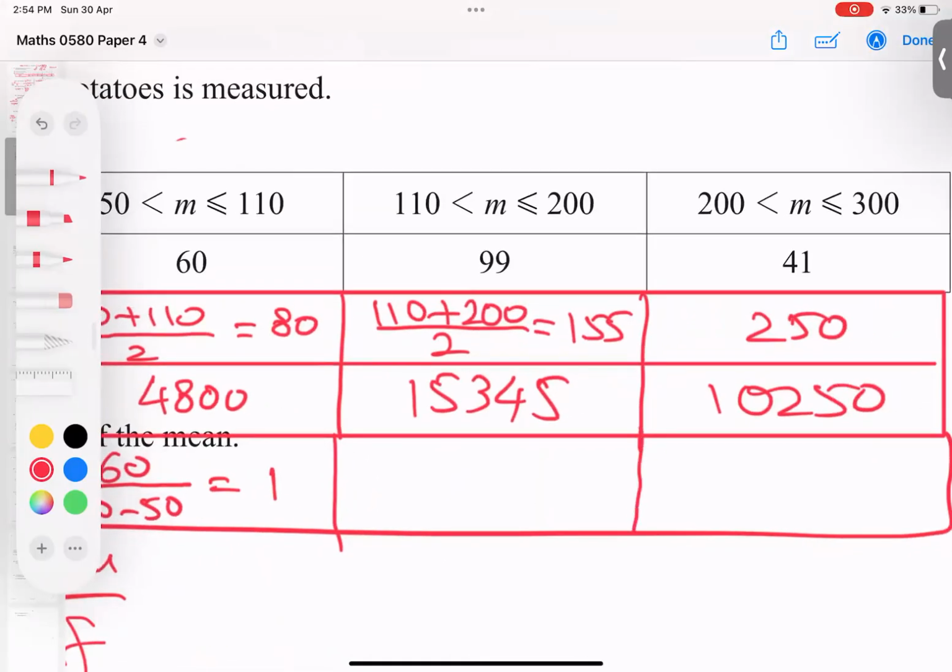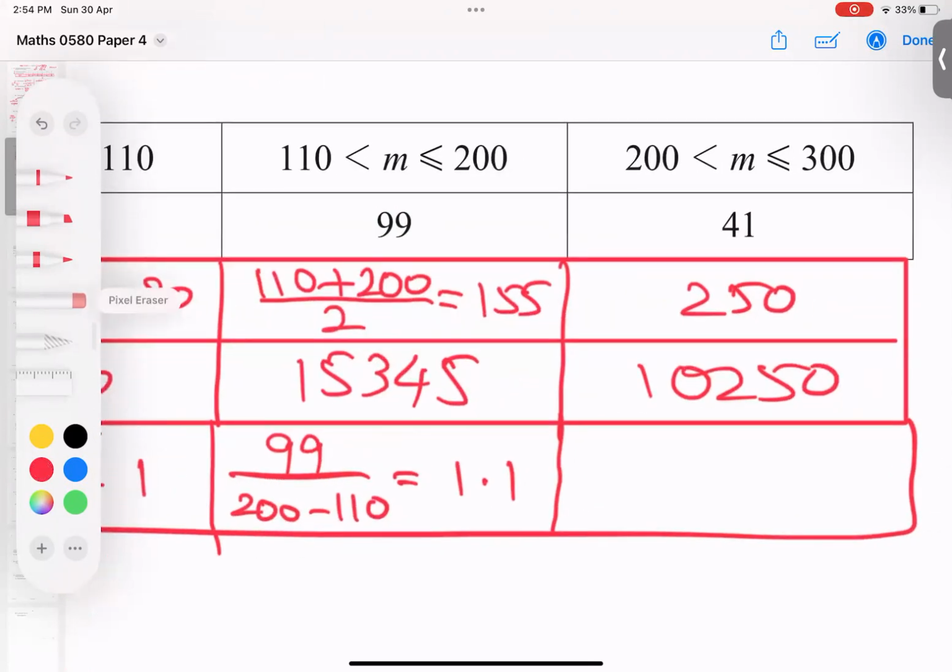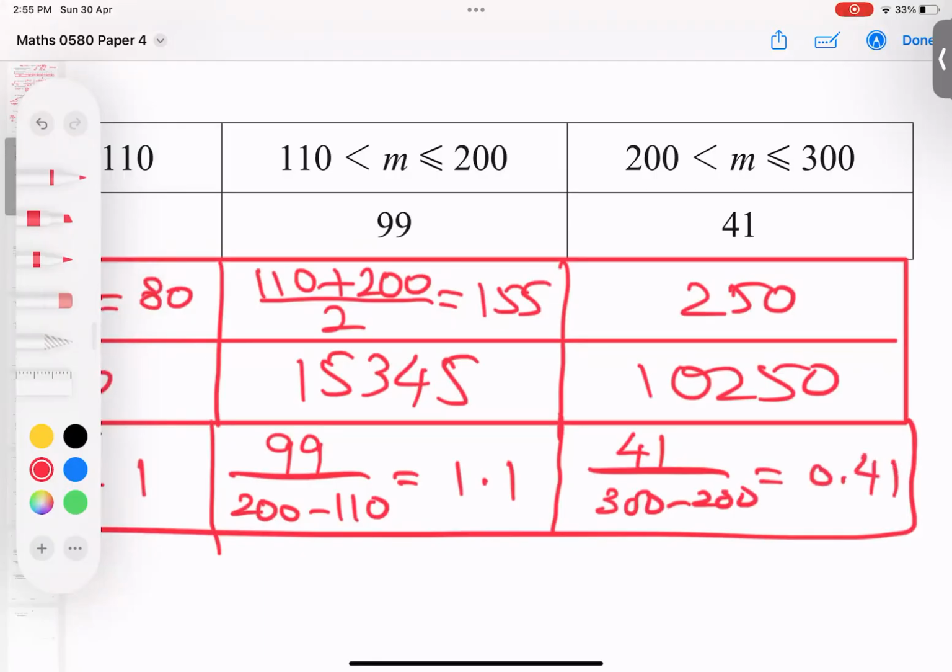What about this, students? The formula is the same. Frequency, I mean 99, keep it up, and the difference of these two numbers. So 200 minus 110. Let me check what I'm getting here. It is coming 1.1. What about the third one? Frequency again, same formula. Frequency 41 and 300 minus 200. So 0.41. I hope up till here, the point is very, very clear.